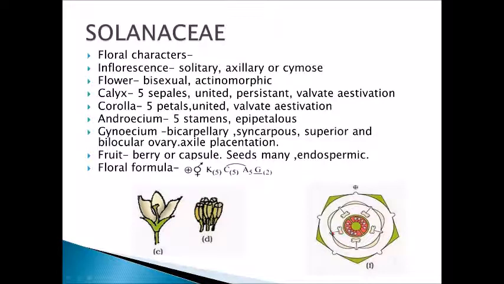The next whorl is of petals. These 1, 2, 3, 4, 5. These are petals. Again, these 5 petals are united. That is why again in between them this joining part is shown. Raised portion is shown between them. Then the next one is androecium.